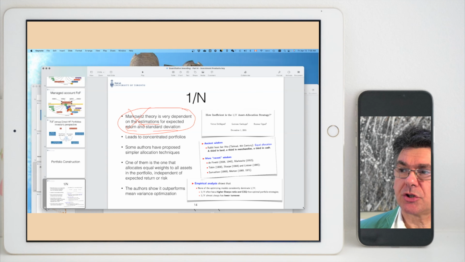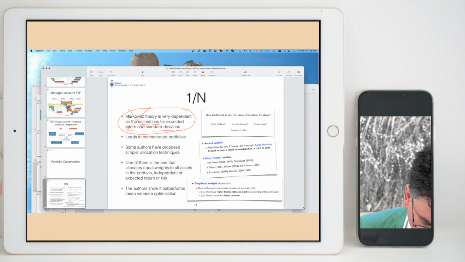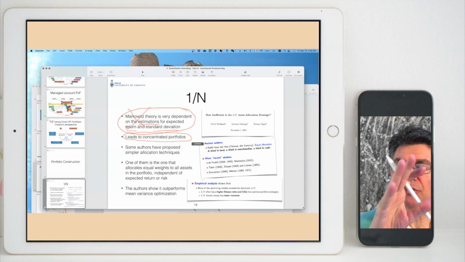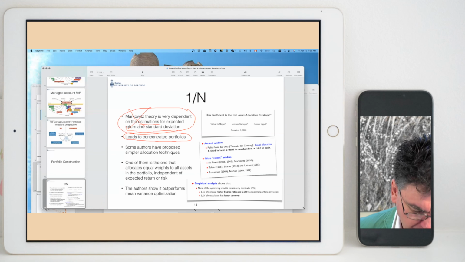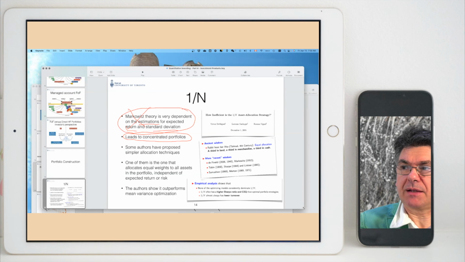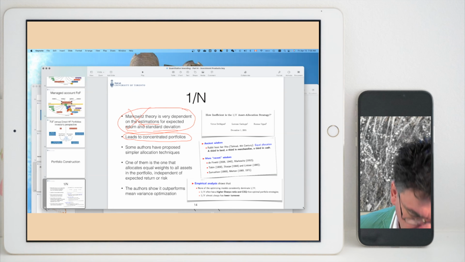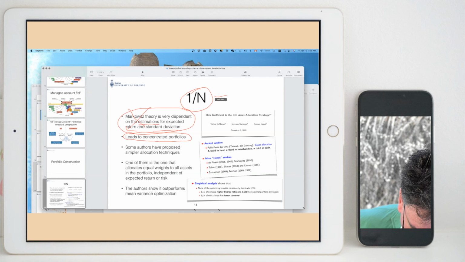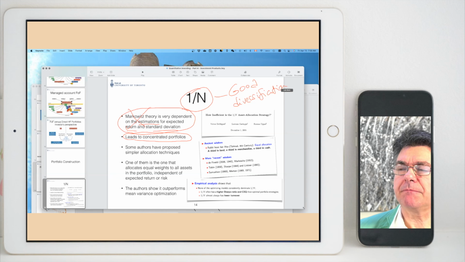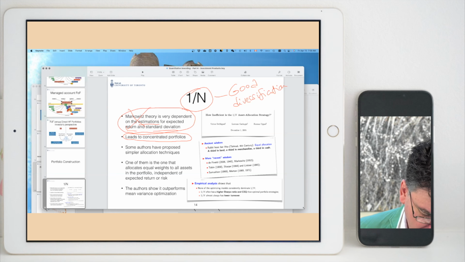I'm not going to ask you to implement Markowitz theory on your own because it's complicated. But I'm telling you that Markowitz theory leads to very concentrated portfolios. You pick a few of the good investments and you put all your money there. Some people don't like that. They like to diversify by spreading the investment over many assets. And this is very good. This is very good diversification, okay? And it is something that, like I say here, some authors proposed simpler allocation techniques.